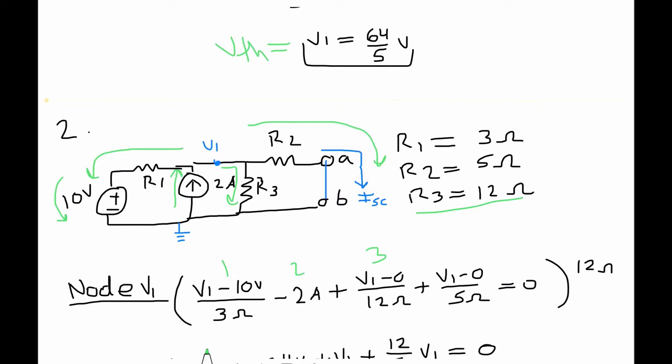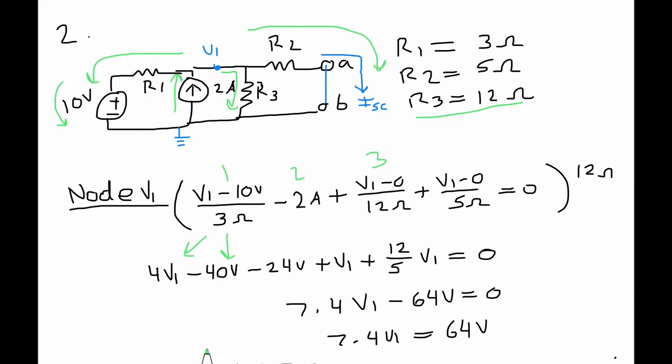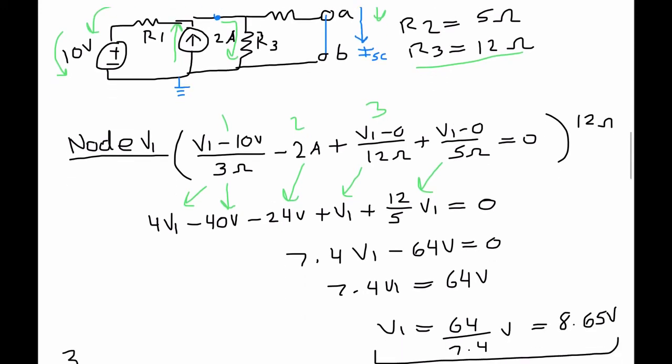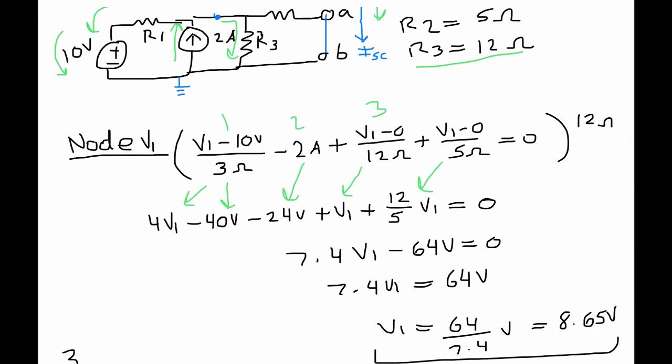And then again multiplying through each term by 12 ohms, because that's my largest denominator, and I want to remove all the fractions because it makes it easier for me to solve. That'll give us a few different terms, so we'll have 4V1 again, 40 volts again, and then we'll get our negative 24 volts again. And then this one will cancel, so we're just left with V1. And then now the new one, which is 12 divided by 5 ohms, which will be times V1. And if we go ahead and collect like terms, we'll find that this V1 is equal to 64 over 7.54, which is equal to 8.65 volts.